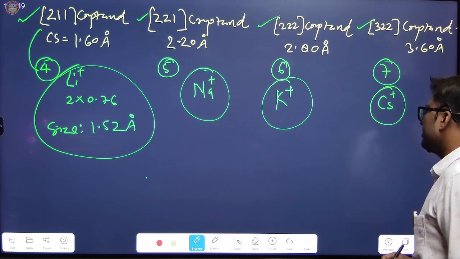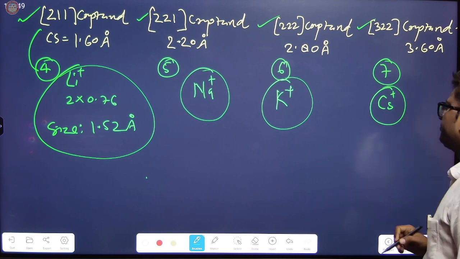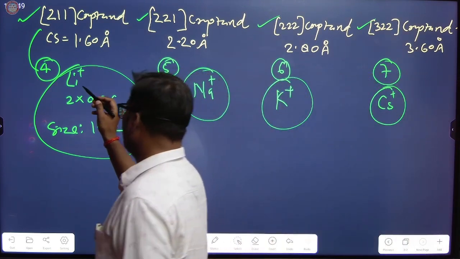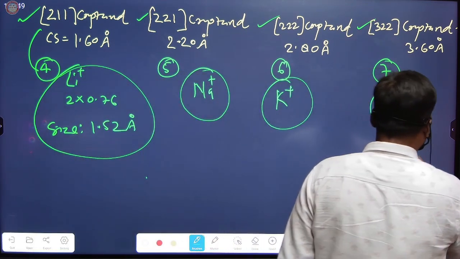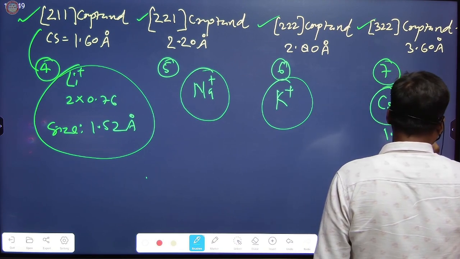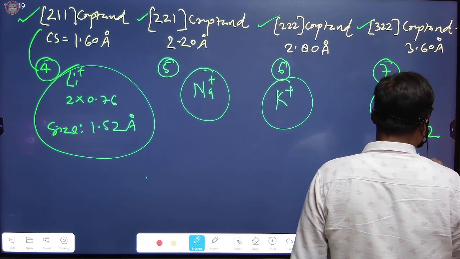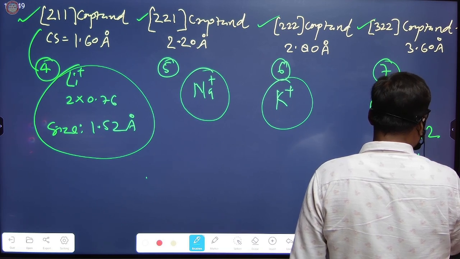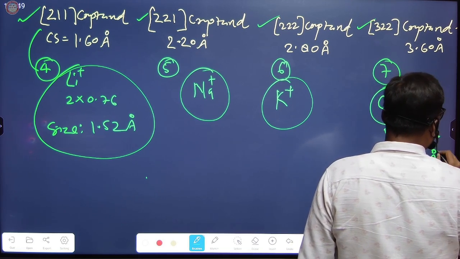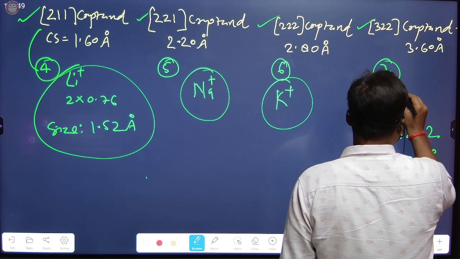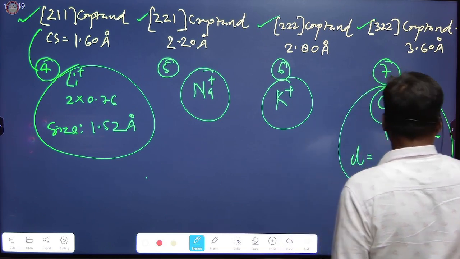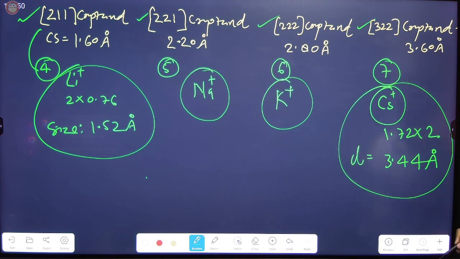So cesium plus is the bigger cation while lithium plus is the smaller cation. So it has a diameter 1.72 multiplied by 2, 3.44 angstrom. So this cesium has 3.44 angstrom diameter, so that can be fitted in this structure.